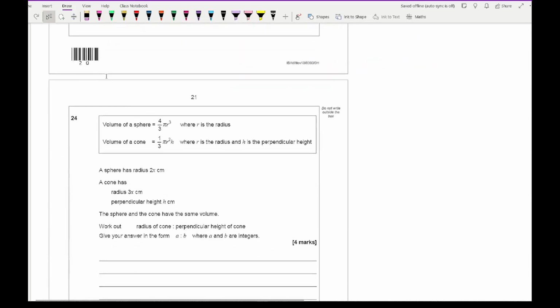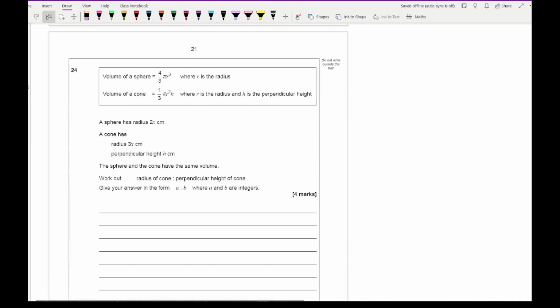So moving on to question 24, it says the volume of a sphere is 4/3 pi r cubed, and the volume of a cone is 1/3 pi r squared h. The sphere has a radius of 2x, the cone has a radius of 3x and a perpendicular height of h. The sphere and the cone have the same volume. Work out the ratio of the radius of the cone to the perpendicular height of the cone. Give your answer in the form a to b, where a and b are integers. So let's first of all look at the volume of the sphere.